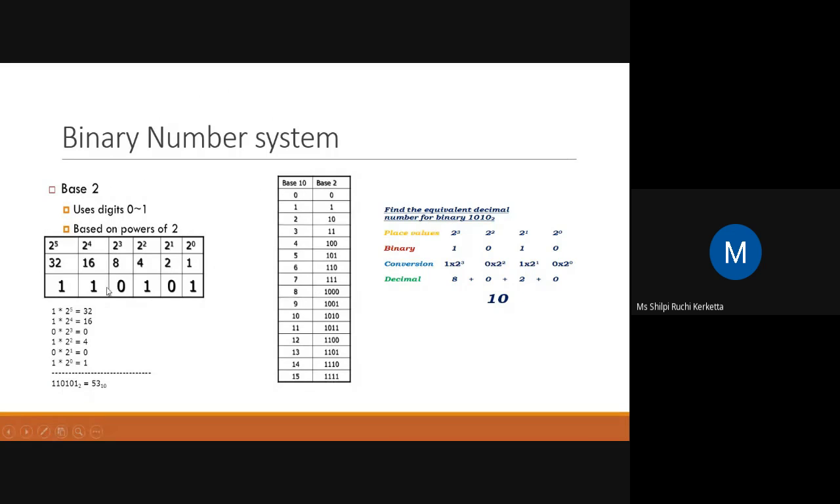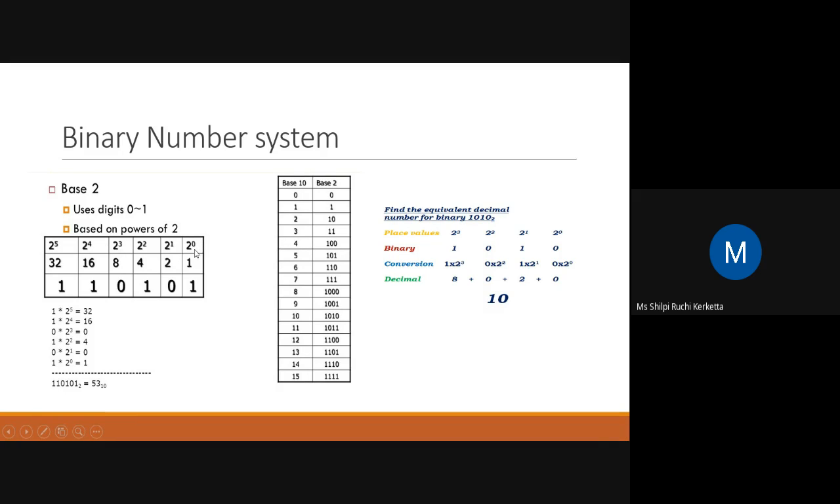Like here in this example, we got the number 10110101. So we will start from 2 to the power 0, then we will write 2 to the power 1, 2 to the power 2, 2 to the power 3, 2 to the power 4, 2 to the power 5. So like for hexadecimal, only 4 digits are there, but you don't have to stop there. You have to write again after that.